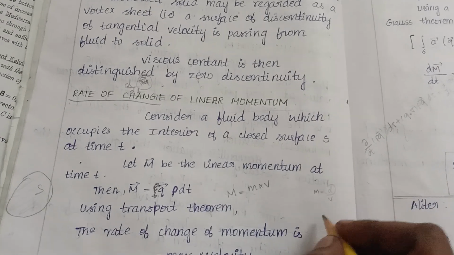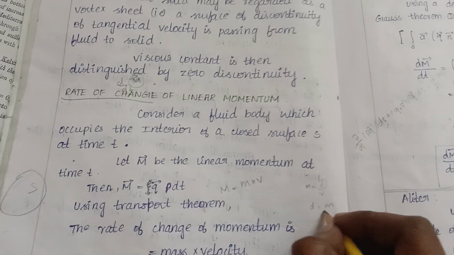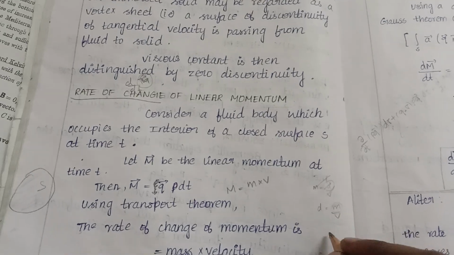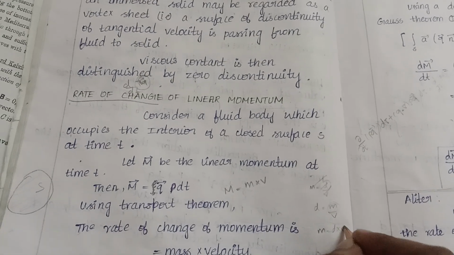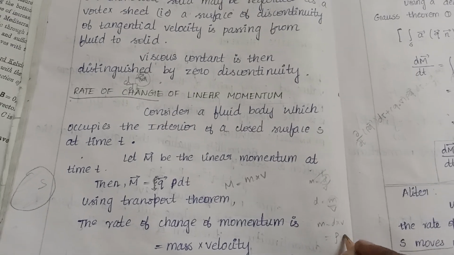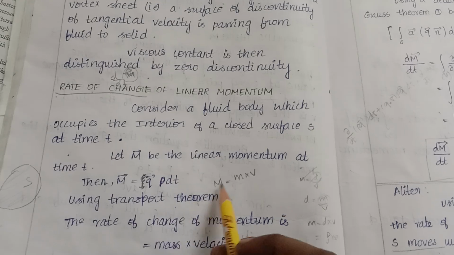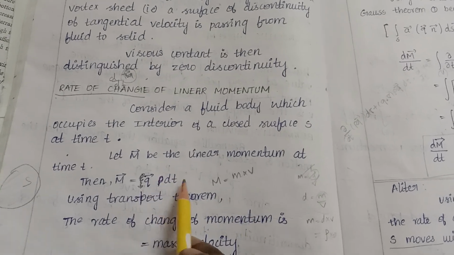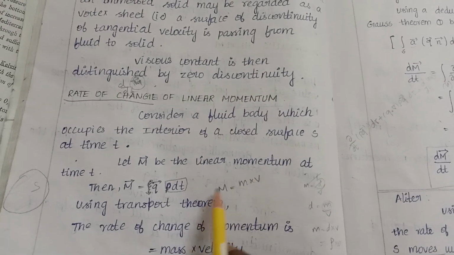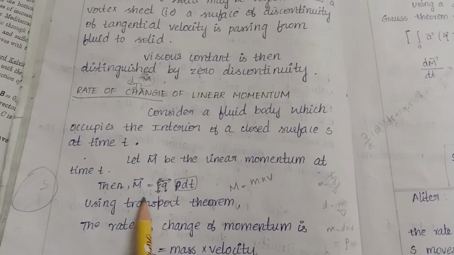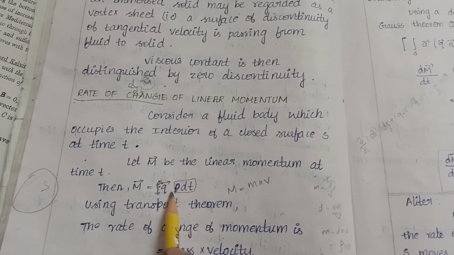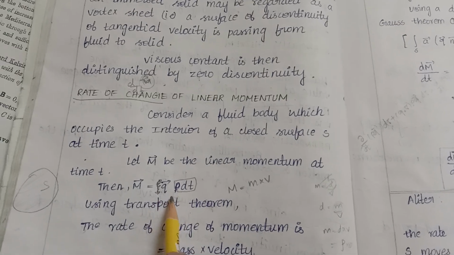Here, we know that density equals mass by volume, so mass can be written as density into volume. Density is denoted as rho and the volume element is d tau. This is defined as mass, and the velocity is q vector. So our linear momentum can be expressed as q vector rho d tau. Here rho d tau refers to the mass and q vector refers to the velocity.